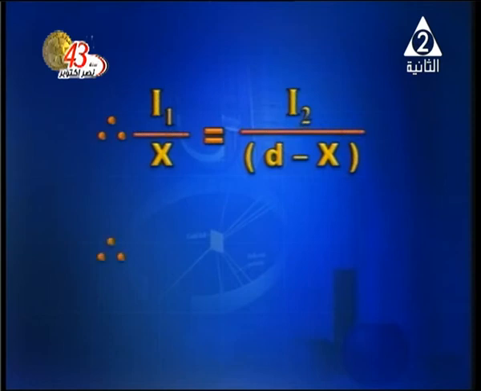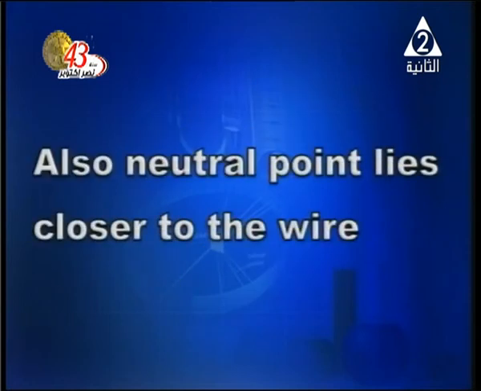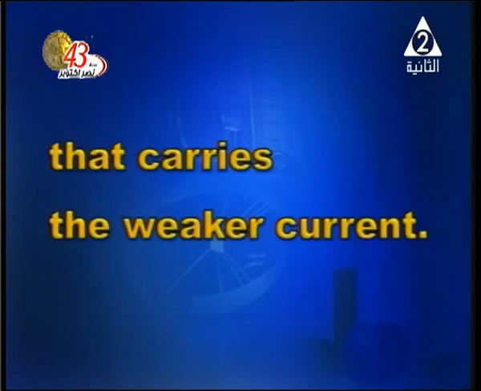Rearranging this in a better way, we can say I1 over I2 is equal to x over D minus x. This is the relation to be used to locate the position of the neutral point. Also, the neutral point lies closer to the wire carrying the weaker current. This is very important, and you should keep this in your mind. The neutral point lies closer to the wire that carries the weaker current.